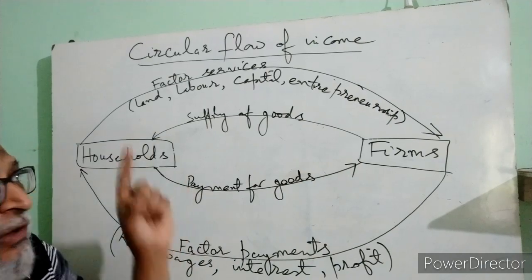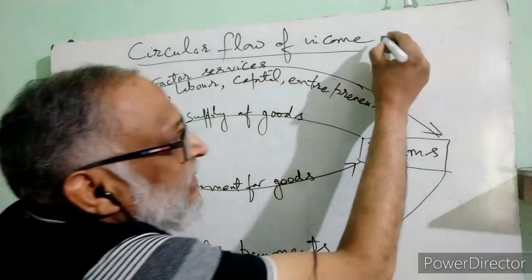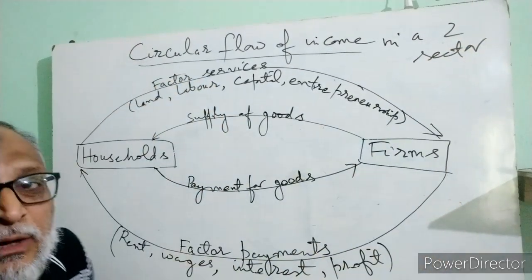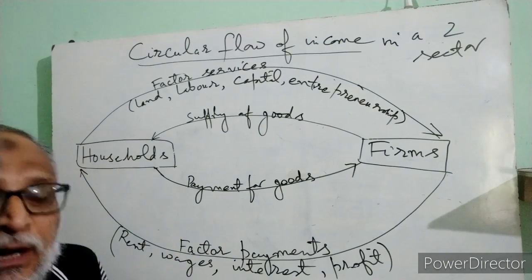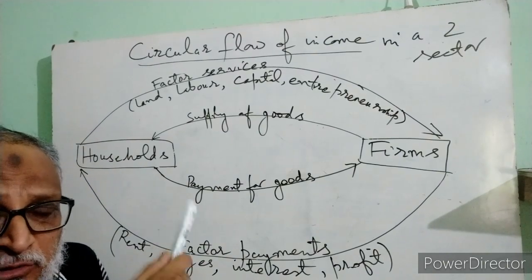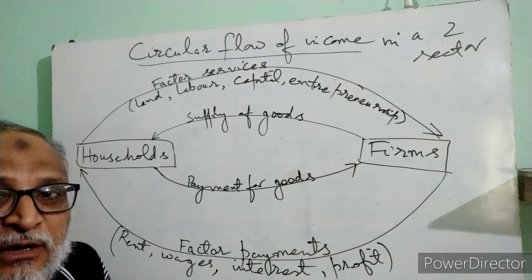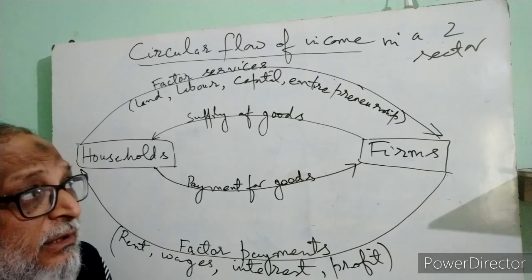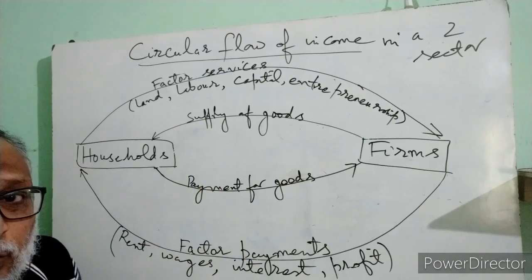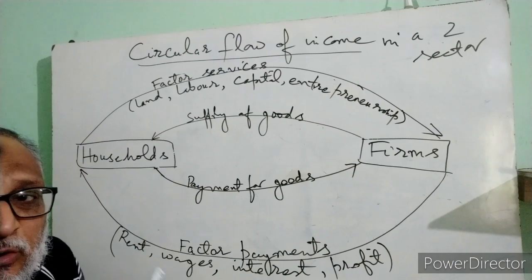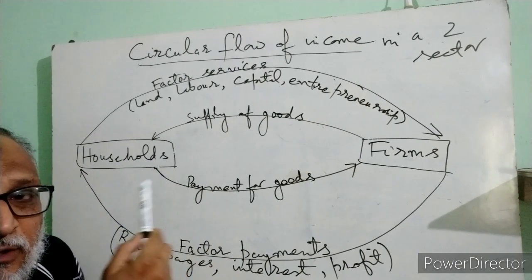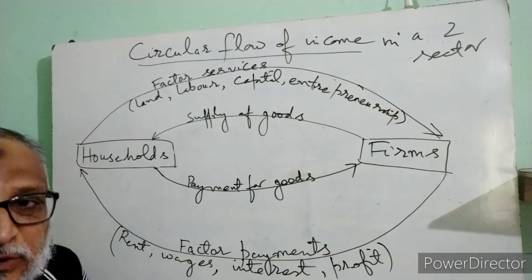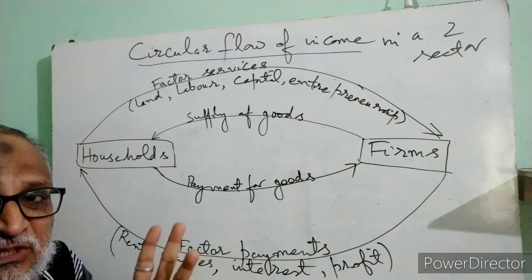But this circular flow of income, in a two sector economy, will work only when three assumptions are followed. This two sector economy can also be called a simple economy. It can also be called a traditional economy. These are the synonyms. Now this circular flow and this circulation of income, generation of income, disposition of income, going from household to firm and firm to household, will work only under three conditions. What are those? These you can say three assumptions.